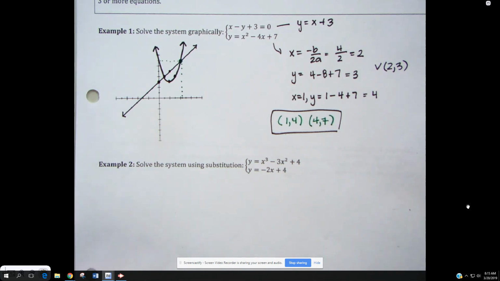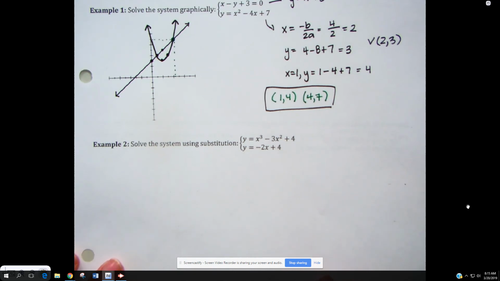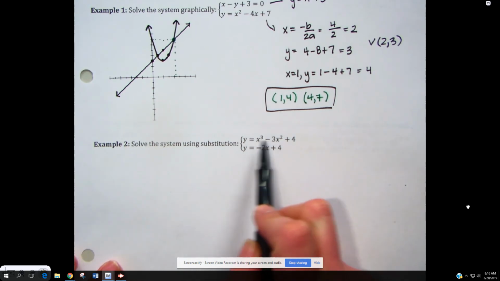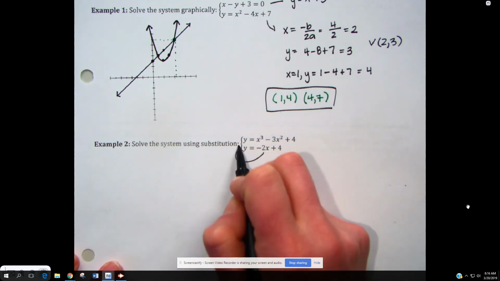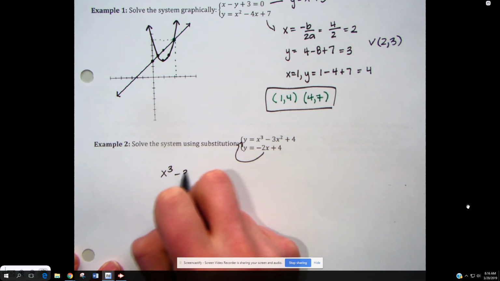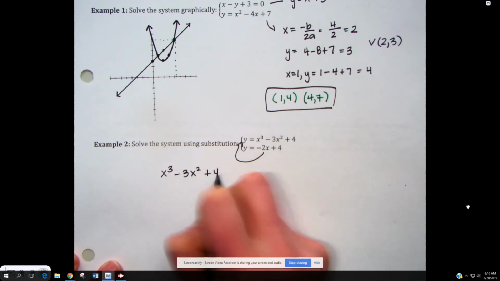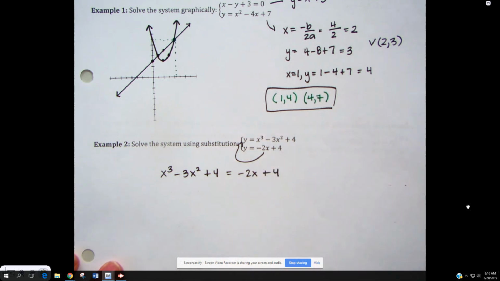Our next piece that we want to move on to would be solving using substitution. So this one is set up perfectly, right? They're both equal to y. I don't know if you remember transitive property from your days in geometry, but if two functions are equal to y, then they are equal to each other. You're essentially swapping out the y, substituting out. So x cubed minus 3x squared plus 4 should also be equal to minus 2x plus 4.